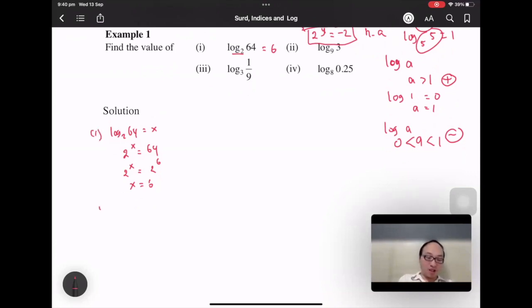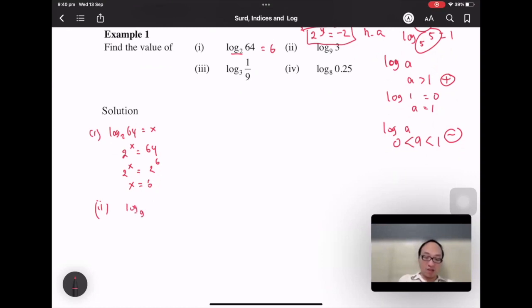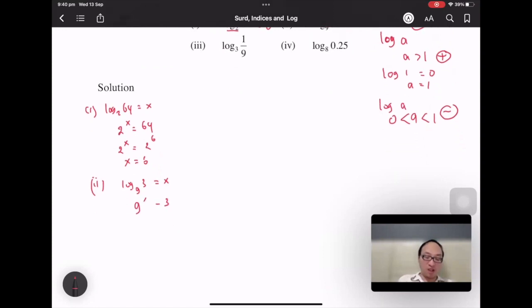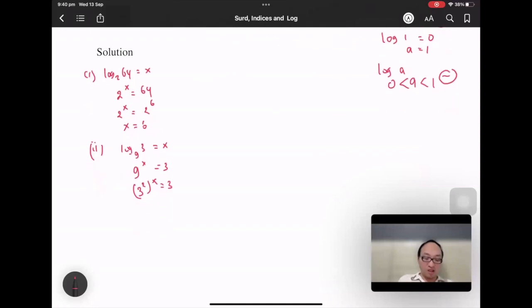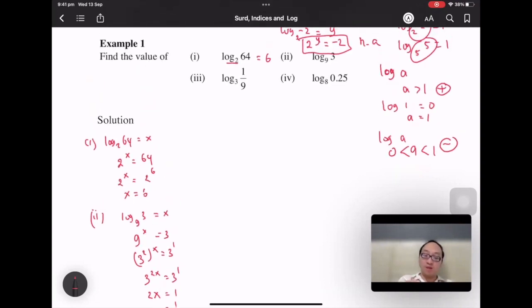This is log base 9 of 3. So we say it equals x. That means, using the definition, 9 to the power of x equals 3. So 9 is 3 squared, to the power of x, equals 3 to the power of 1. So 3 to the power of 2x equals 3 to the power of 1. So 2x equals 1, x equals half. So this one equals half.